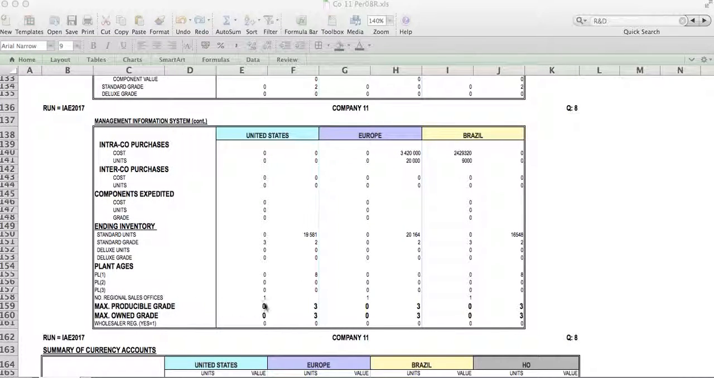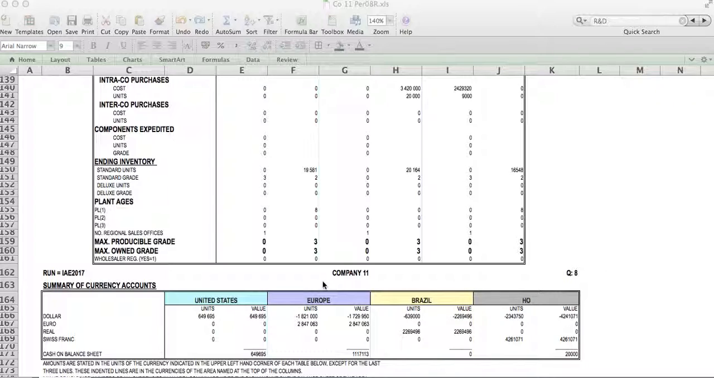Number of regional offices, they have only one regional office in the United States, one in Europe, one in Brazil. If they are selling only through their sales offices, that's too little. They should build, or they should have built, more sales offices in the past.